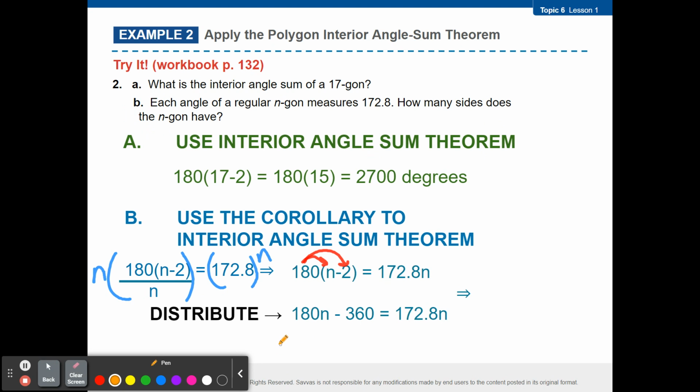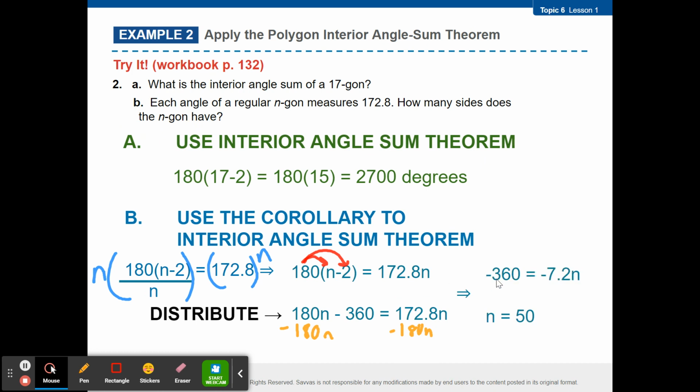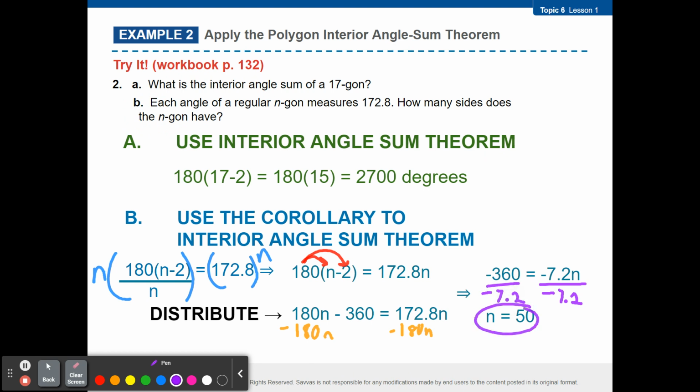Now, what am I going to do after this? Who can tell me? Go ahead. Very good. So I'm going to subtract 180n from each side. Now, you're going to get two negative numbers. That's okay. So that leaves me with negative 360 equals negative 7.2n. And then I divide both sides by negative 7.2, leaving me with n equals 50. How would I name this? What's the name of this one? Good. 50-gon.